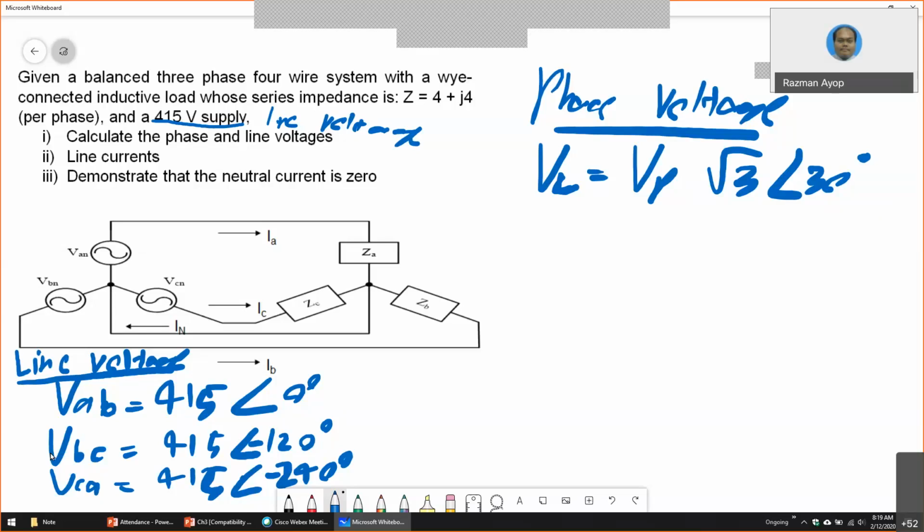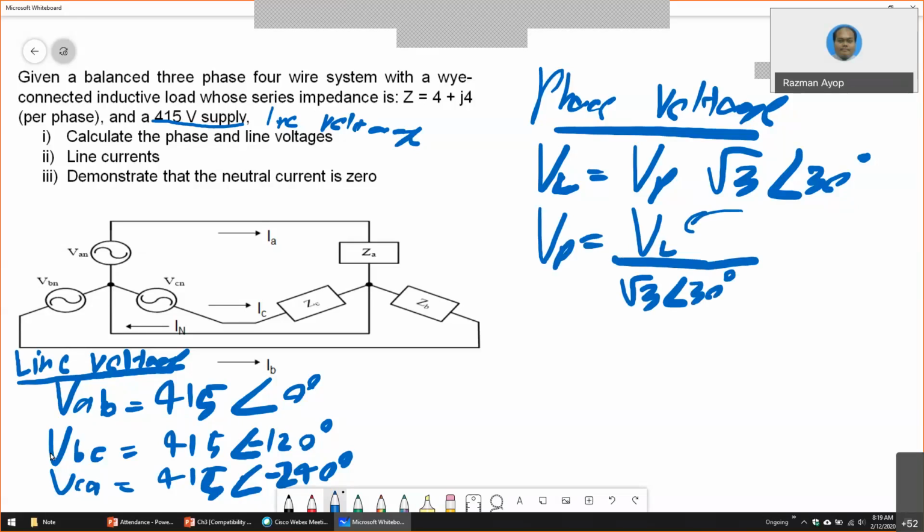So use this formula again. Start with the line, and then VP is equal to V line divided by square root 3 angle 30 degree. This is the formula you will use because this is the line voltage. You have to insert the line voltage here. So the first phase, VAN.